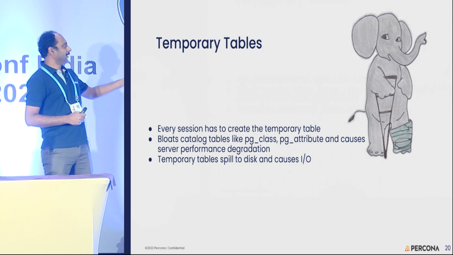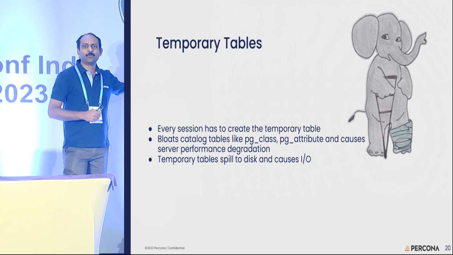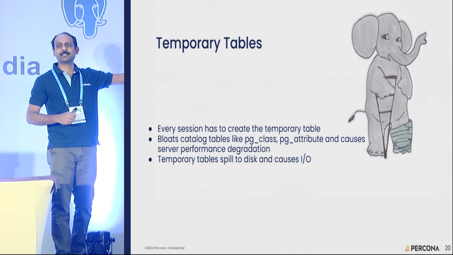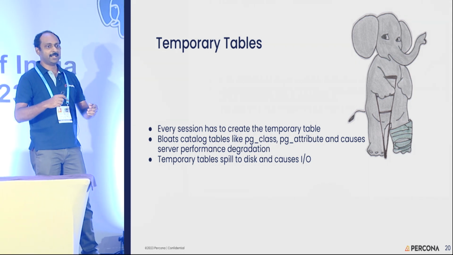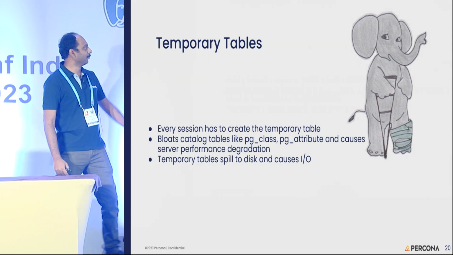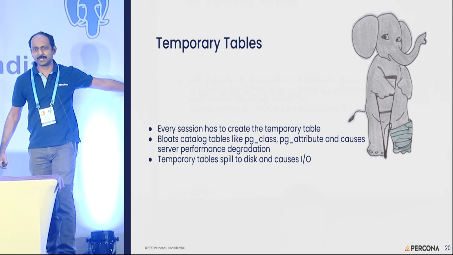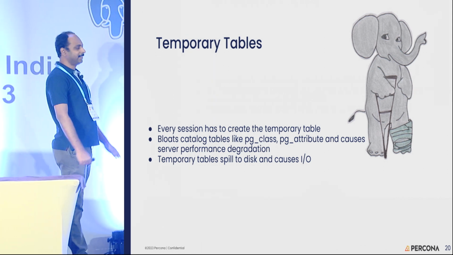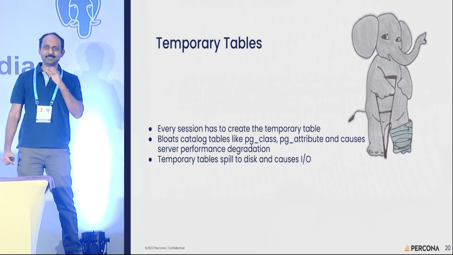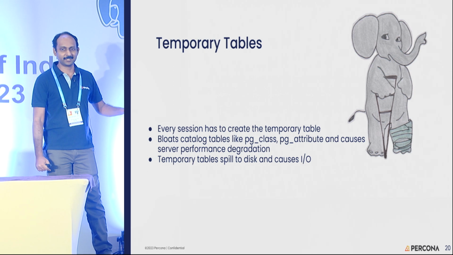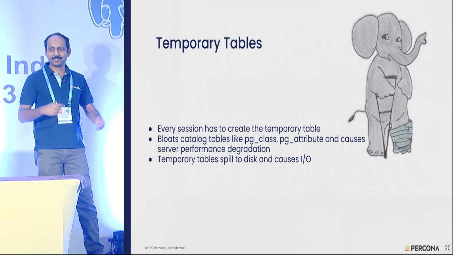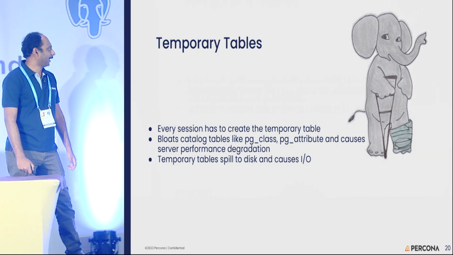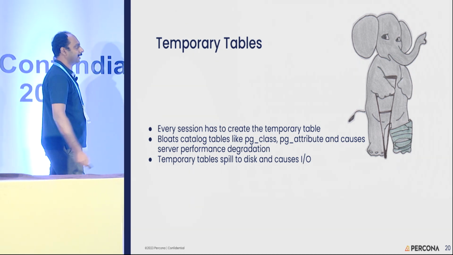The problem is the temporary table will remain only for one session. Every session needs to create a temporary table. And when every session creates a temporary table, it will bloat pg_class, pg_attribute, and all system tables, as it will add entries there. It is common to see autovacuum running on those system tables when users use temporary tables. Yeah, and temporary tables spill to disk and cause more I/O.